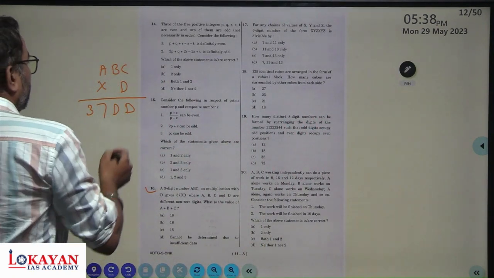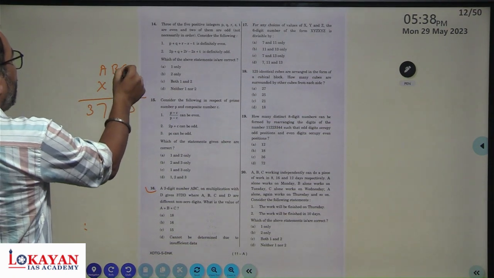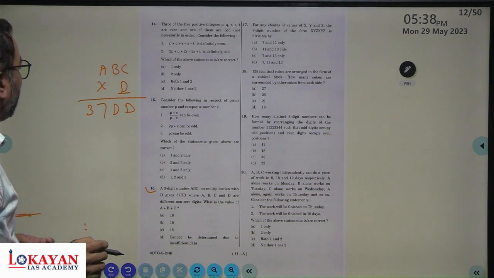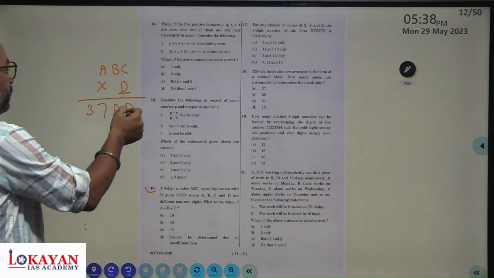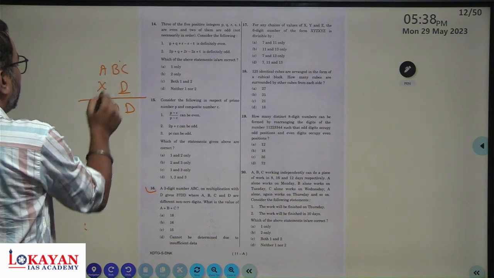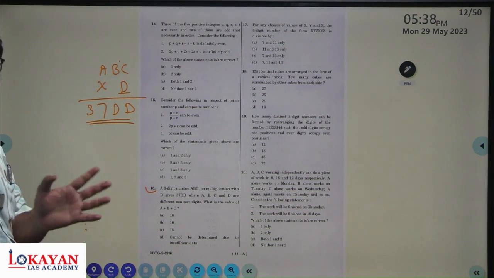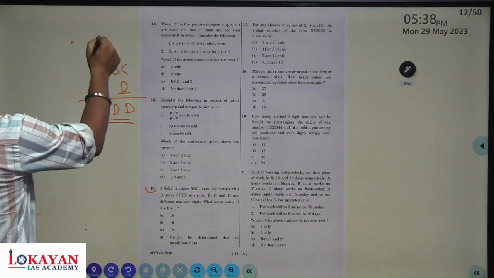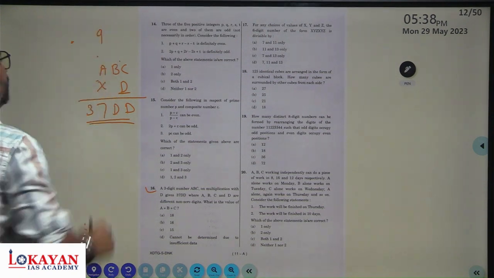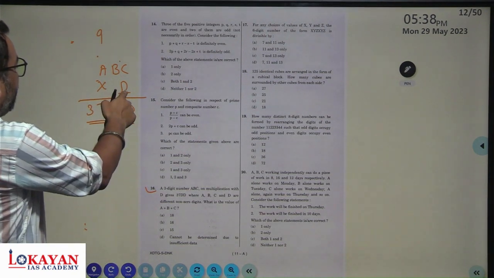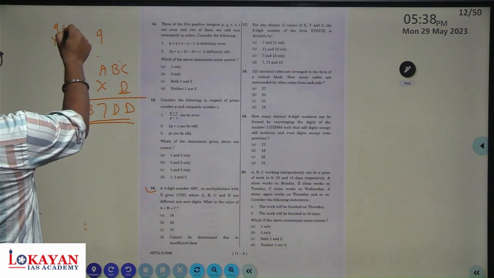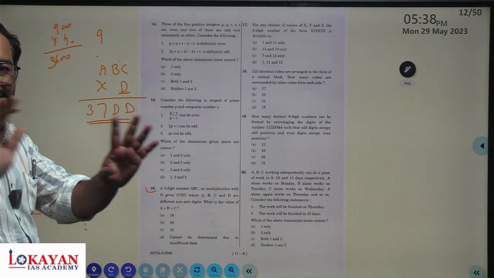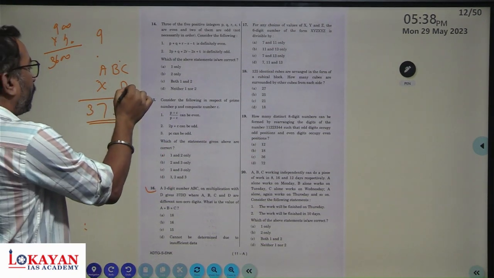Now just check. D is a number. When I am multiplying it with C, it gives us D. Now just check, this is a 3-digit number and the result is around 3700. So by just looking at it, this number can be in the range of 900, and this D can be 4. So 900 into 4 will give me 3600, right? So just a random idea, D can be 4.